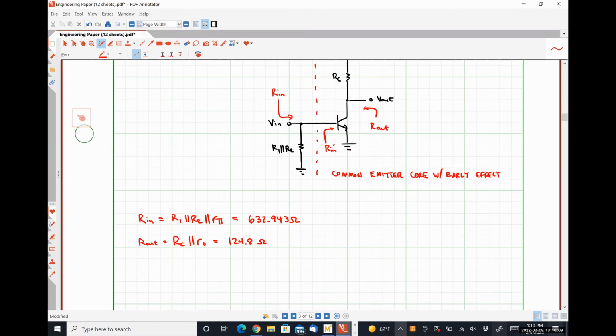So we could call this node right here VB and figure out what Vout over VB is, and then figure out a relationship for VB over Vin. But it should be pretty obvious that Vin is our base voltage, right? So for a common emitter amplifier with early effect included, what should our voltage gain be?